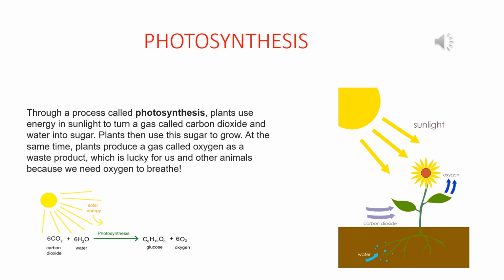And next, I have given the reaction of photosynthesis. You can see 6 molecules of carbon dioxide react with 6 molecules of water in presence of sunlight and chlorophyll. Photosynthesis happens to form glucose, C6H12O6, plus 6 molecules of oxygen gas. In the diagram also you can see that in presence of sunlight, carbon dioxide and water, green leaves can prepare food, that means glucose, along with oxygen gas, which helps us to respire.